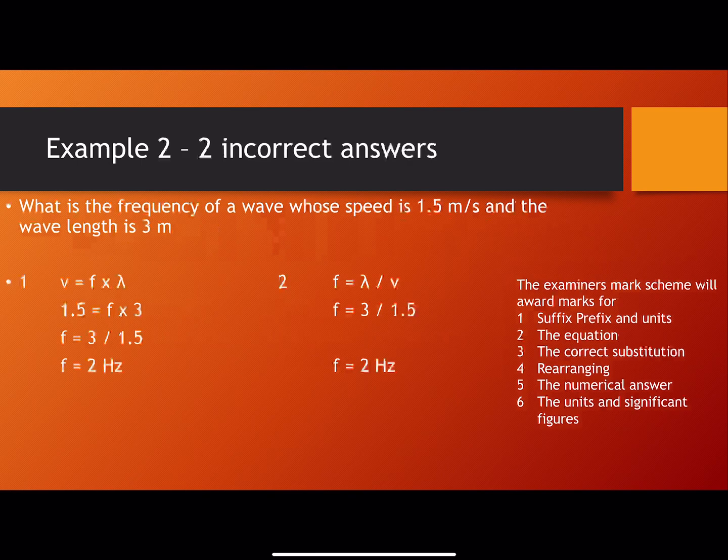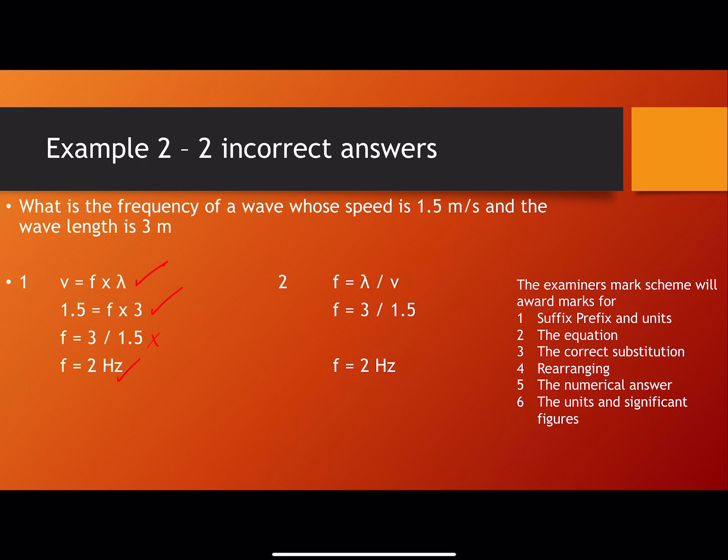Hopefully, you've worked out that v equals f lambda is correct. What about the speed? It's 1.5 meters per second, wavelength's 3 meters. Have they put them in the correct place? Yes, they put them in the correct place. So that's okay. Now let's have a look at the next bit. We've got 3 divided by 1.5. Well, that's where they've gone wrong. They've rearranged the equation incorrectly. There could have also been a mark at the end for writing the correct units for frequency, which is hertz. Might be, might not be.